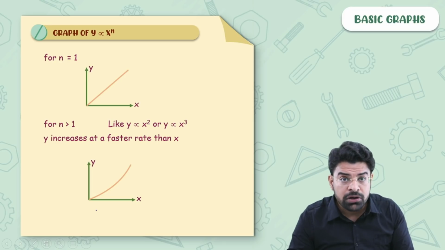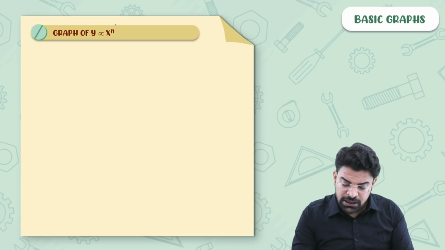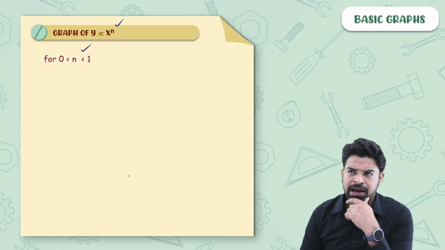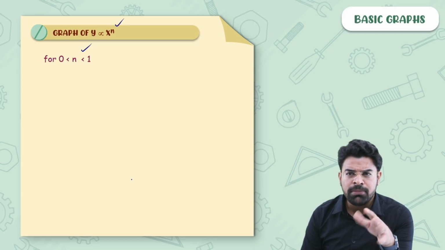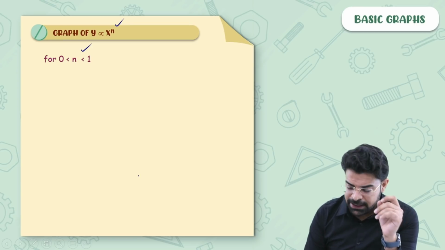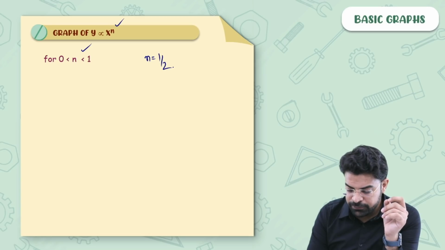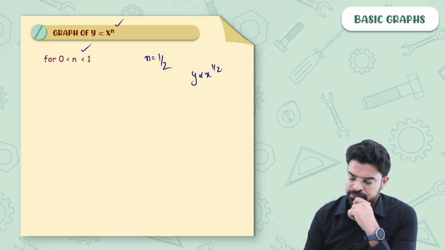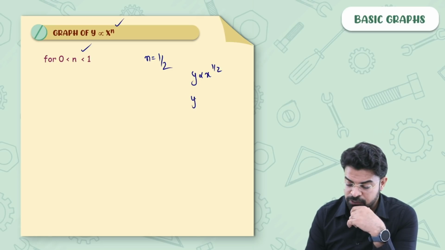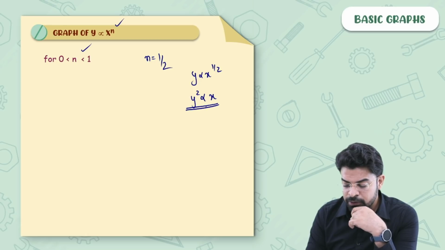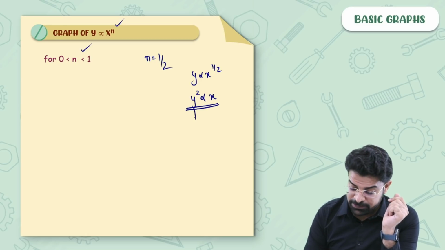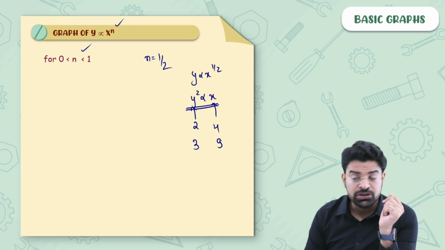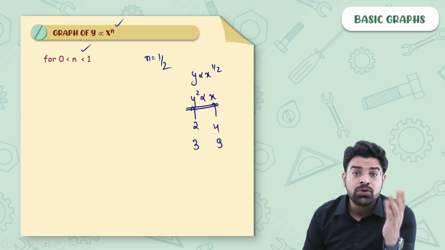Let's see for the other cases. What is the graph of y proportional to x raised to power of n for n ranging between 0 and 1? n ranging between 0 and 1 means n is half or 1 by 3 or 1 by 4. To understand, let's take the case when n is half. If n is half and you have got y proportional to x raised to power of half, by squaring both the sides, you get y square proportional to x. If you have got y square proportional to x, it means that when y becomes double, x becomes 4 times. When y becomes triple, x becomes 9 times, because x is proportional to y square.